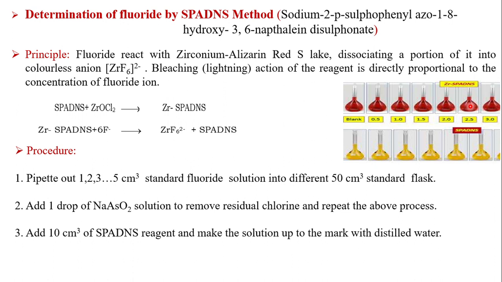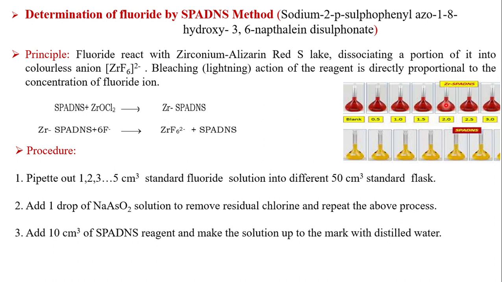But for our experiment, let us take 1, 2, 3, 4, 5. That means ranging from 1 ppm to 5 ppm will be our standards. So 1 ppm, 2 ppm, 3 ppm, 4 ppm, 5 ppm means 1 ml, 2 ml, 3 ml, 4 ml, 5 ml of the 10 ppm solution will be transferred. Blank means no addition of the working standard, no fluoride solution is taken here. After that, we add sodium arsenate to all. After that only, we are going to add this zirconium solution.